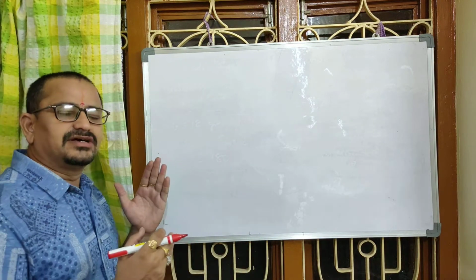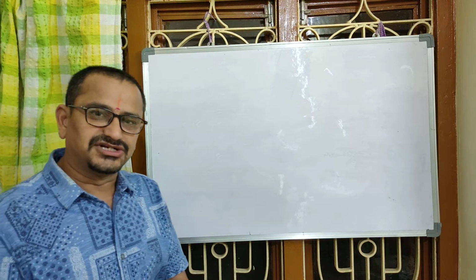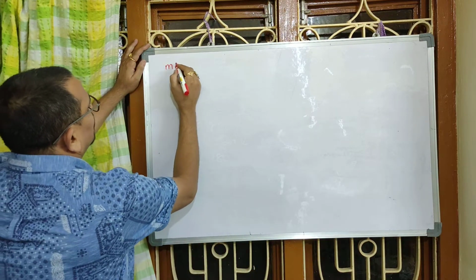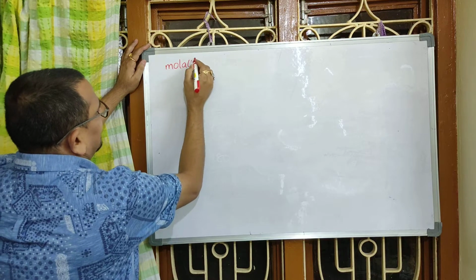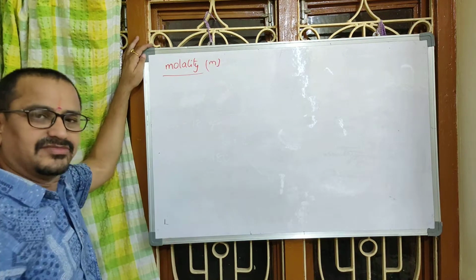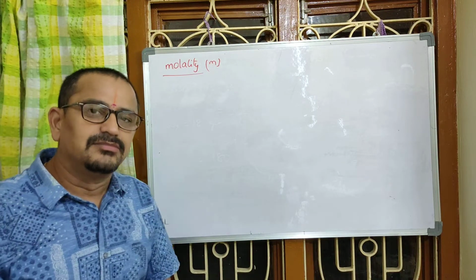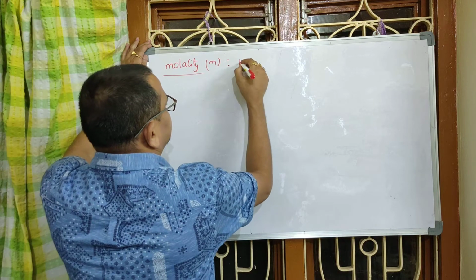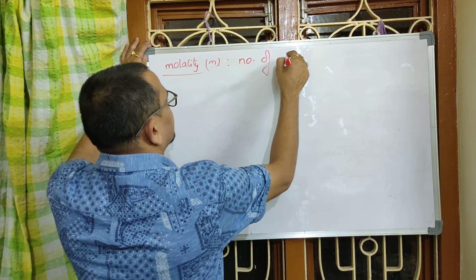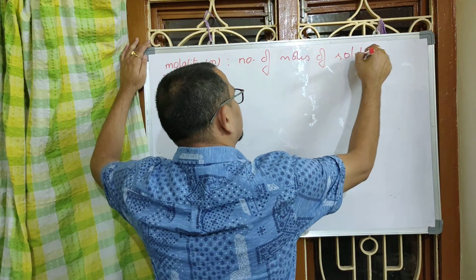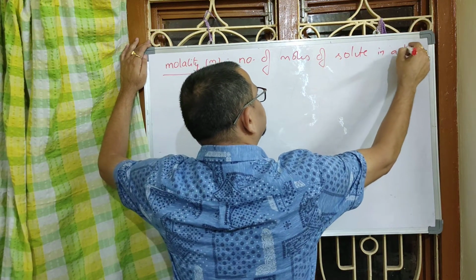Hi everyone. Now we will continue with another method of expressing concentration, that is molality. Last class we discussed molarity, capital M, right? Now we are doing molality. What is meant by molality? It's nothing but the number of moles of solute in a kg of solvent.